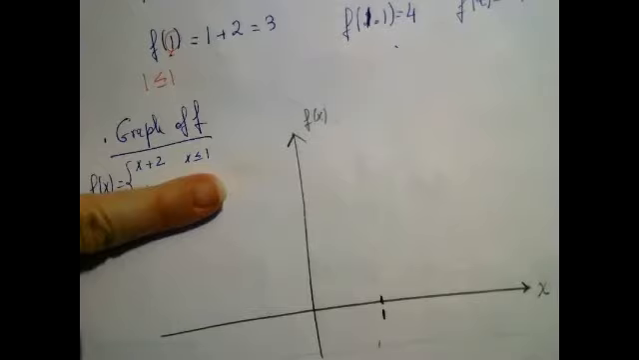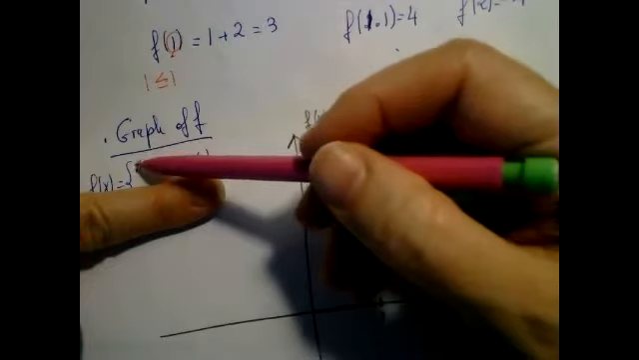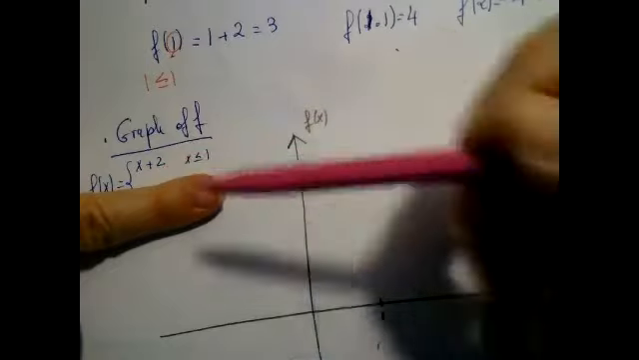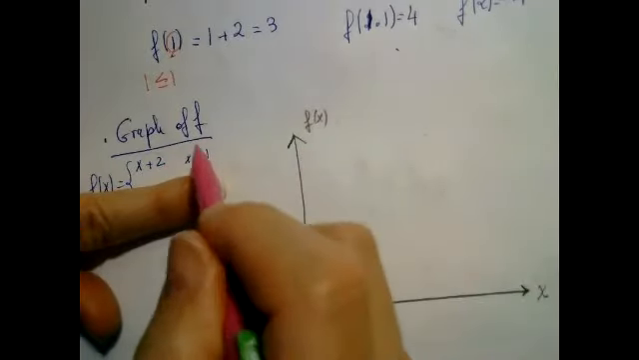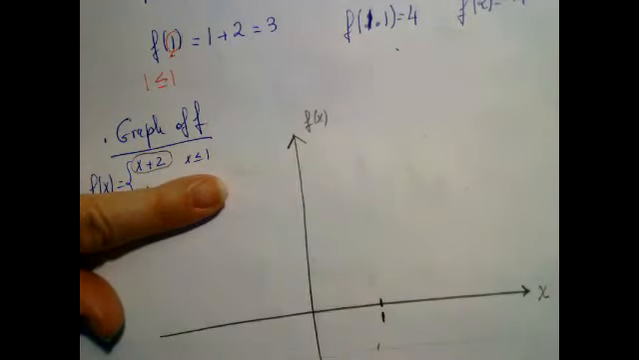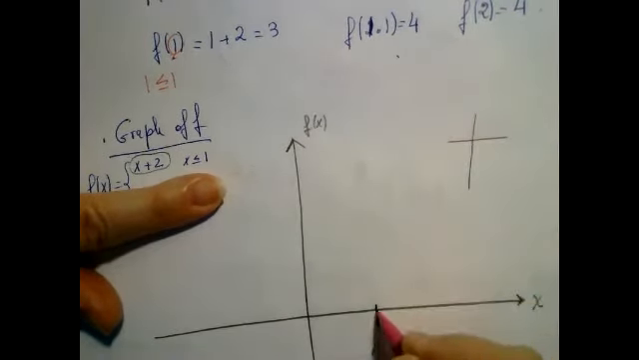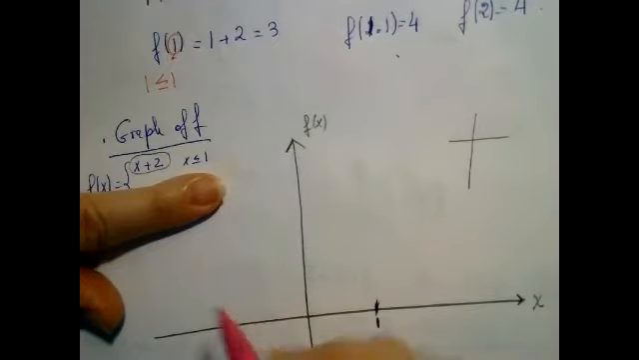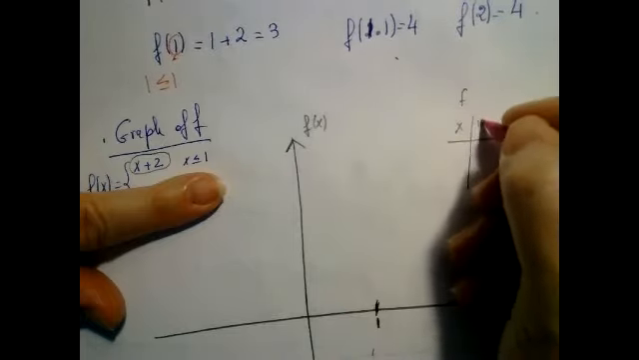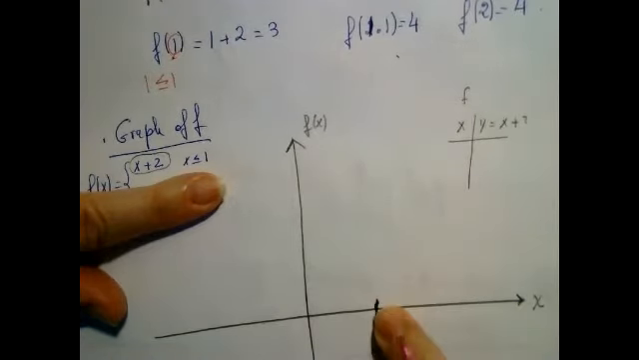I'm going to hide the second piece. If x is less than or equal to 1, the output is x plus 2, which is basically the graph of a line. So we sketch the graph of the line x plus 2, but we stop when we hit 1. Up to 1, whatever x is, the output's x plus 2. So right here we're going to graph x plus 2, but stop the graph at 1.